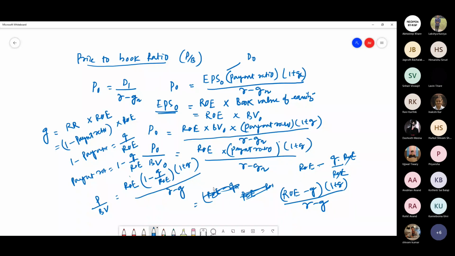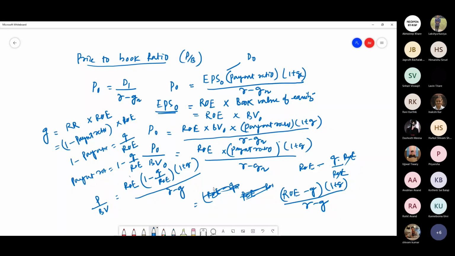So that is the interpretation: when the ROE goes down, the growth rate or the payout ratio or both go down. The ROE indirectly affects the price to book ratio, and the price to book ratio is also affected by the required rate of return. When the required rate of return is high, the price to book ratio goes down. So these are the different factors we can use.